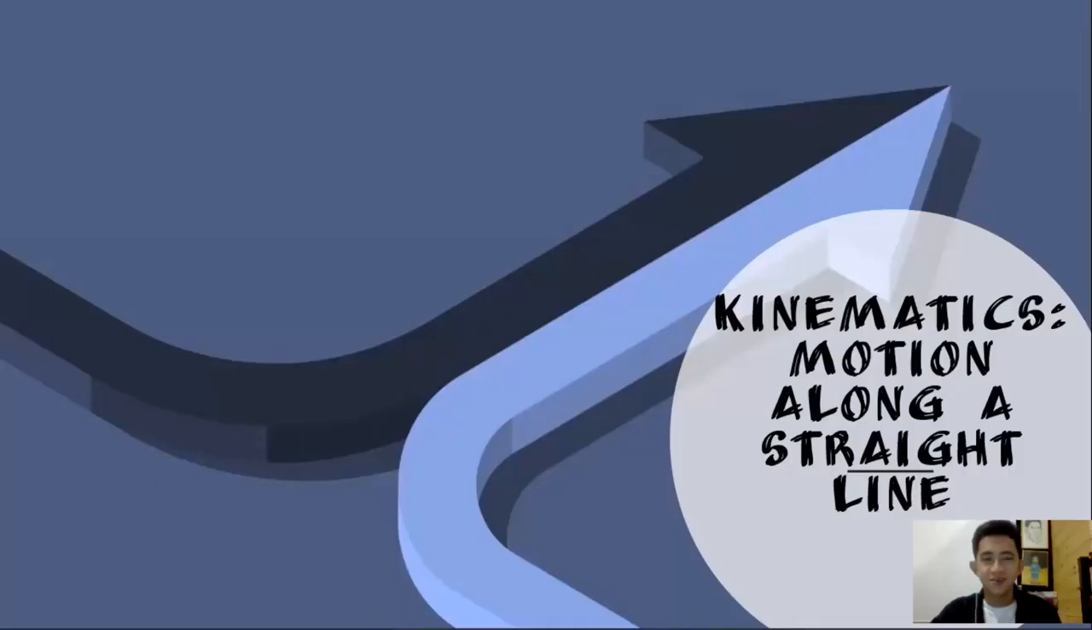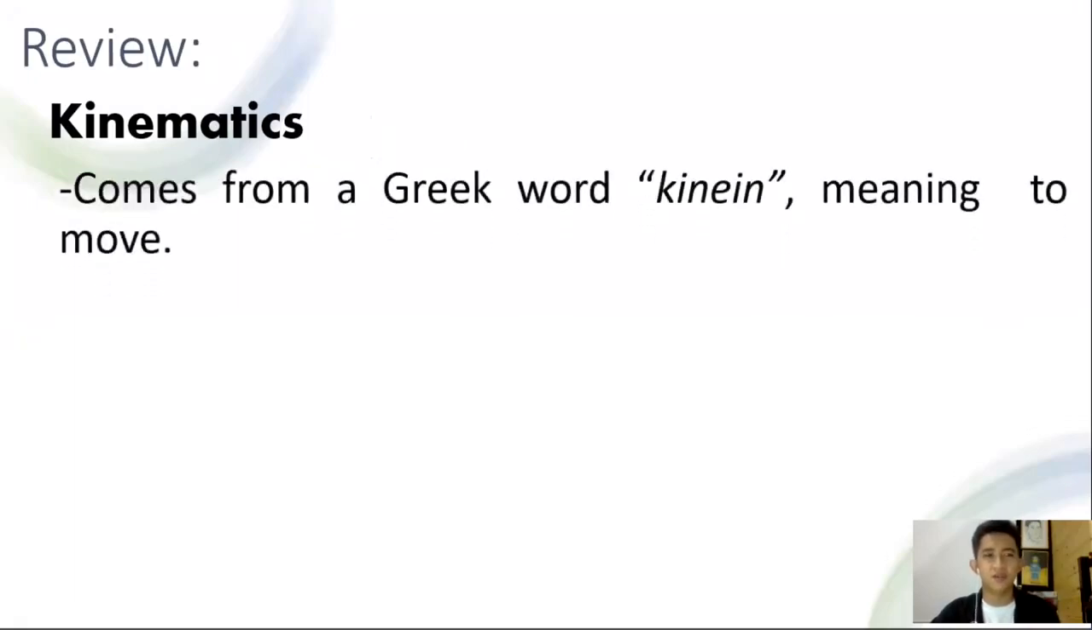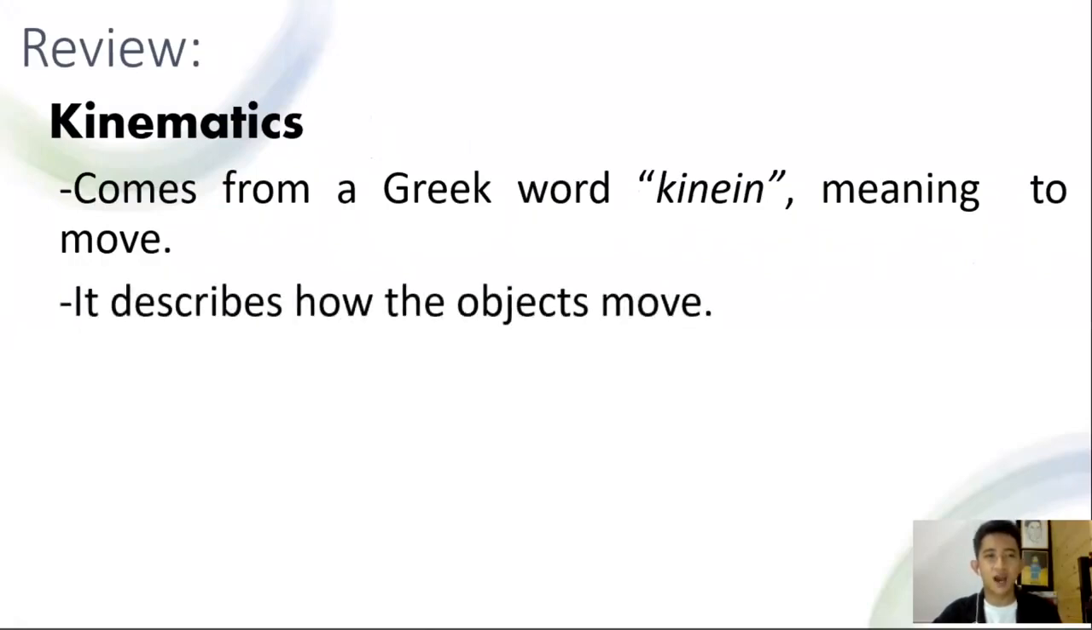Good morning. Today we're going to discuss kinematics, motion along a straight line. First, let's have a review. What is kinematics? It is a sub-branch of physics which is under mechanics. Kinematics comes from a Greek word kinen, which means to move. It describes to us how objects are moving.